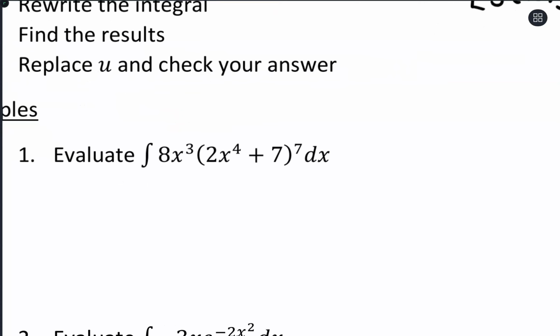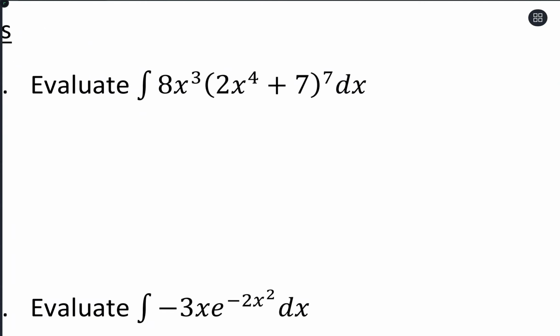So let's say we want to evaluate the antiderivative of 8x cubed times 2x to the fourth plus 7 raised to the 7th power dx. If I'm thinking in terms of composite functions here, like I was saying above, this 2x to the fourth plus 7 is trapped under that exponent of 7. So this would be an inside function and this would be an outside function. So let's say I let u equal 2x to the fourth plus 7.